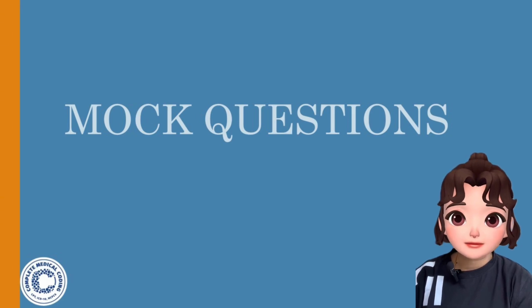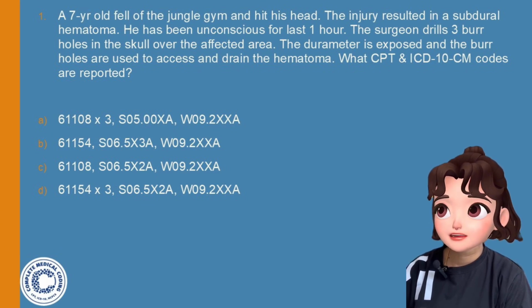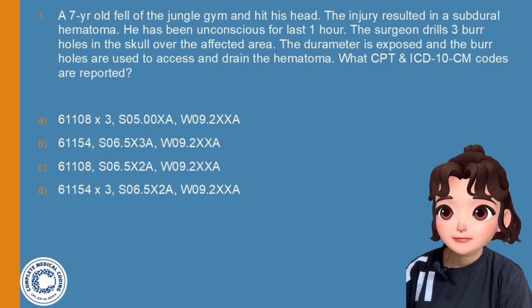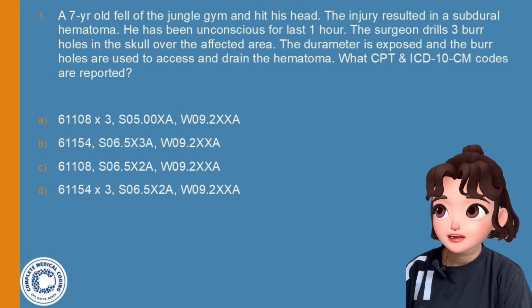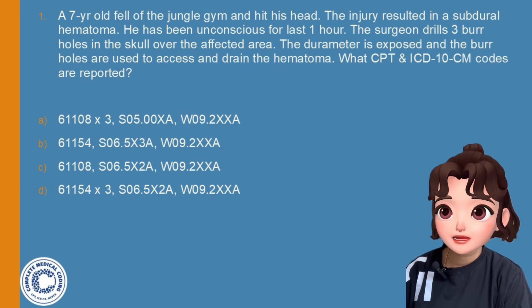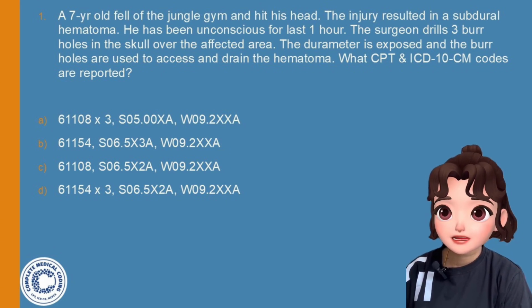Let's move to the questions one by one. Moving on to the first question. A 7-year-old fell off the jungle gym and hit his head. The injury resulted in a subdural hematoma. He has been unconscious for the last 1 hour. The surgeon drills 3 burr holes in the skull over the affected area. The dura mater is exposed and the burr holes are used to access and drain the hematoma. What CPT and ICD-10-CM codes are reported?